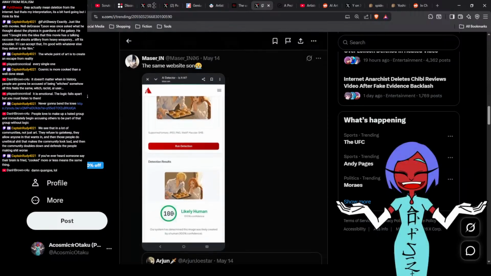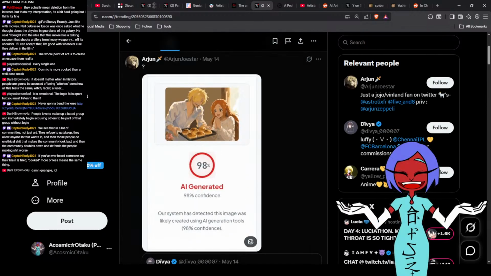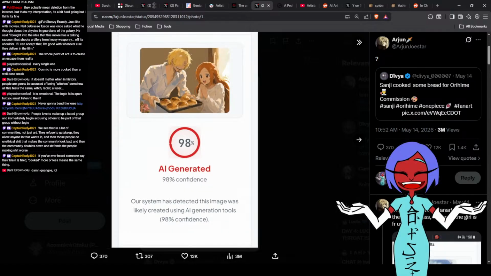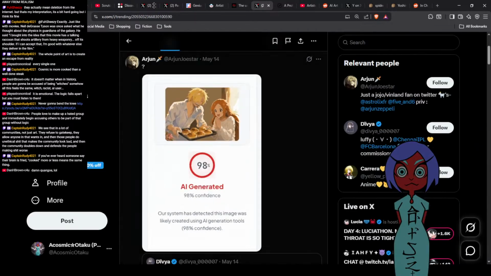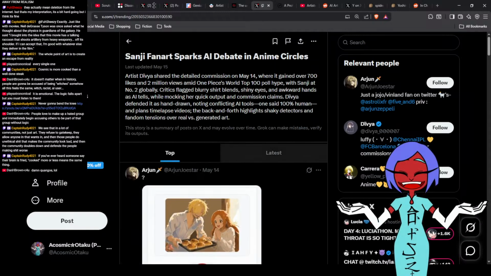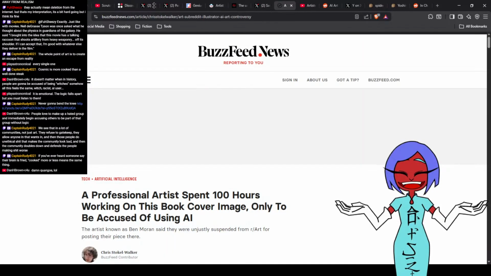But yeah, so apparently, again, same website, 100% human, 98% AI generated. What the fuck are we doing here? Right? And it's not like I haven't seen artists make style, things like this. So, yeah. I don't think that this is proof that they used AI. But, who the fuck am I, right?